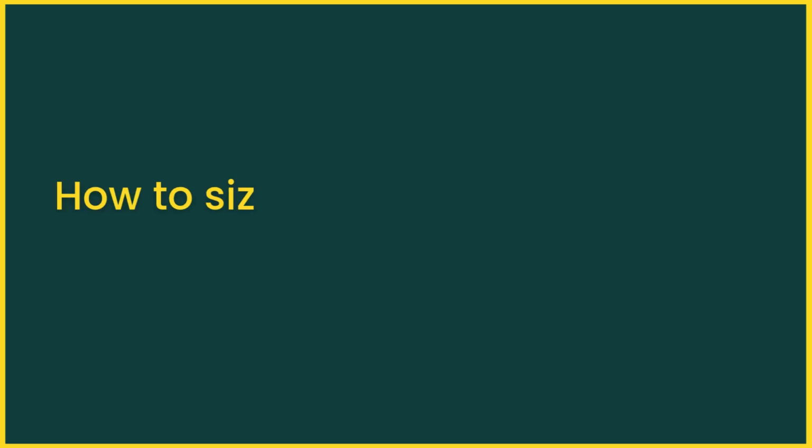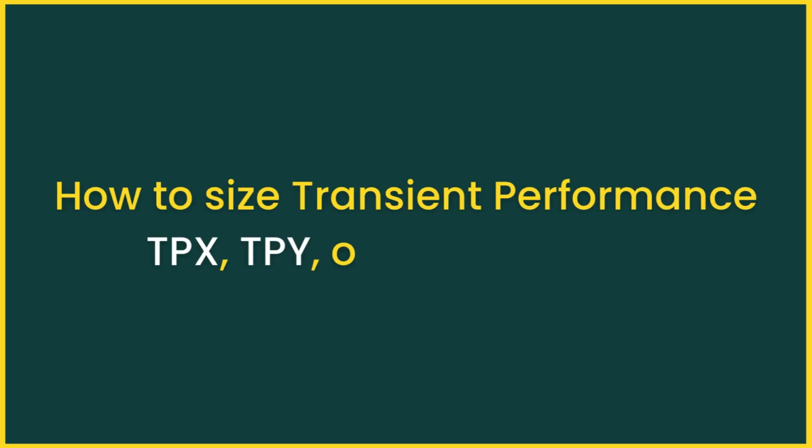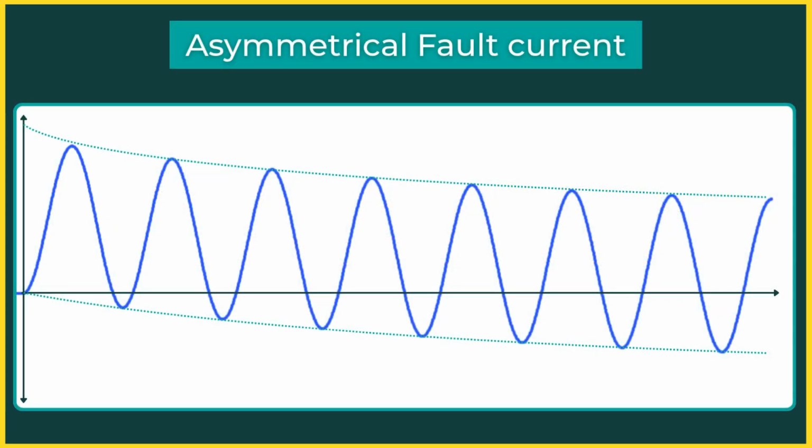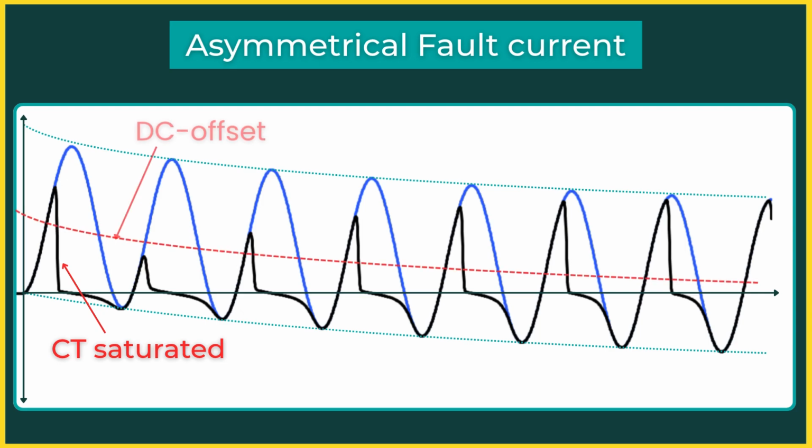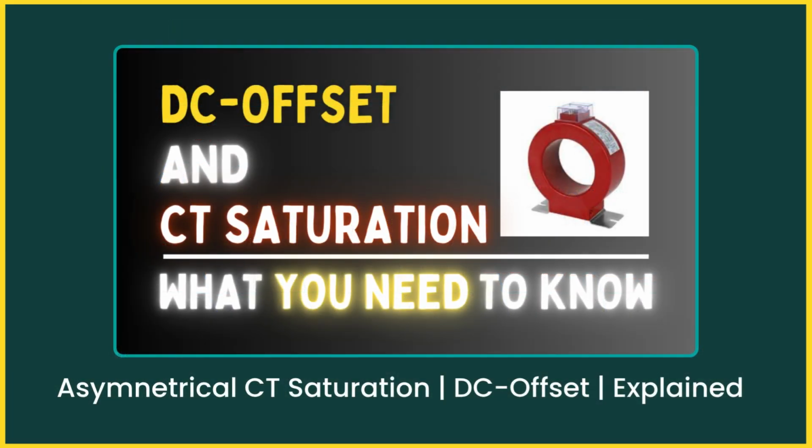By the end of this video, you will know how to size TP-Class CTs so they stay accurate under asymmetrical fault conditions. We know that when the fault current is asymmetrical, even at a lower magnitude, the CT can still go into deep saturation because of the DC offset in the short-circuit current. If you would like to understand the physics behind this, check out our video on asymmetrical CT saturation.